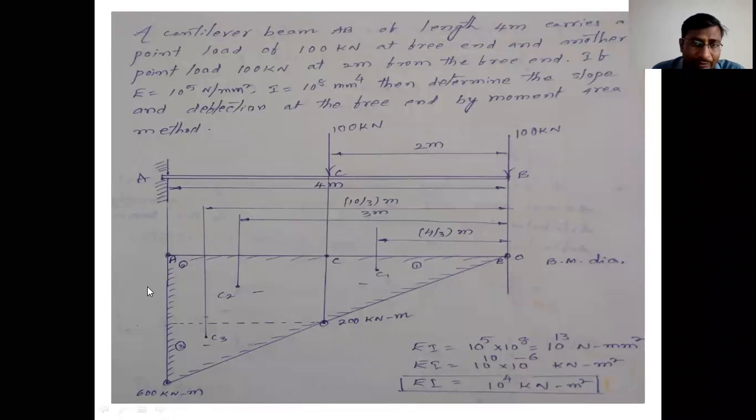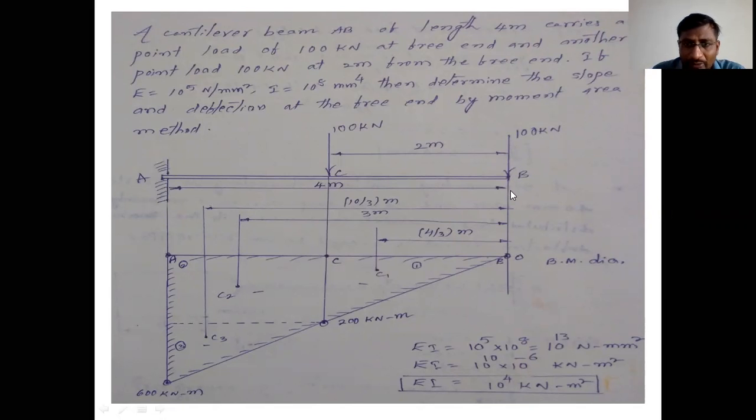So before going to solve the problem, you have to draw the bending moment diagram for this. How to draw the bending moment diagram for this cantilever beam with multiple loads? So what is the bending moment value at point B? What is the bending moment at point C? And write the bending moment at fixed end.